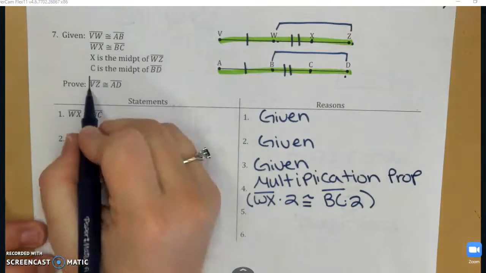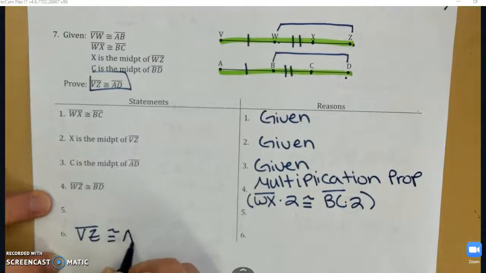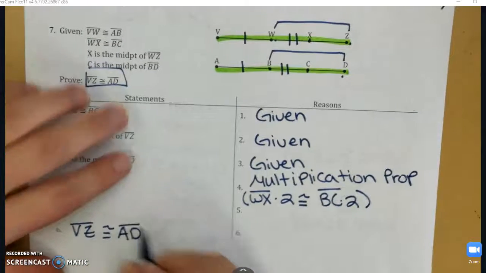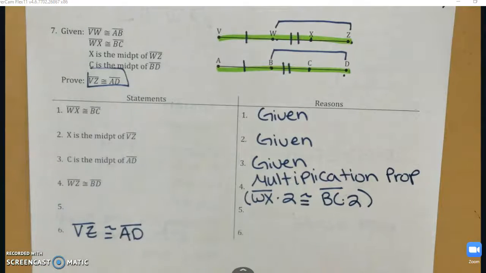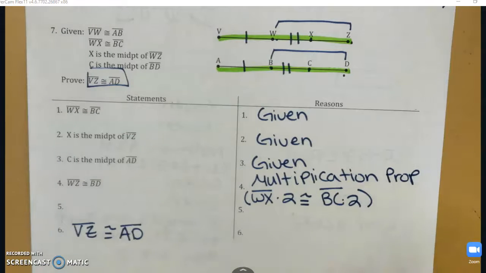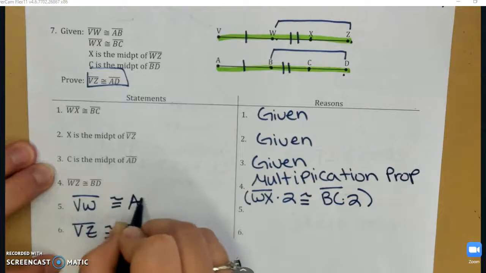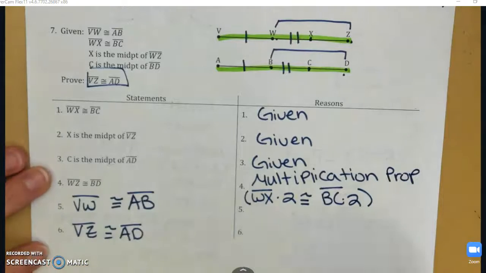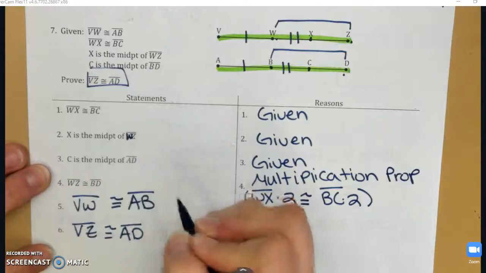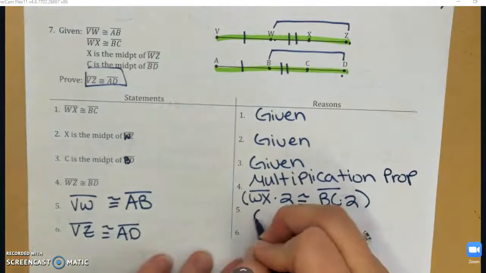Number 6, remember I'm always going to end with what I was being asked to prove, that VZ is going to be congruent to AD. So how do I wrap this up? What piece of my given information have I not used? Well, that would be this last set of congruent segments, that VW is congruent to AB. I need all my given information. And there's a quick typo there. That should be a W. That should be a B. So on 5, that was given.